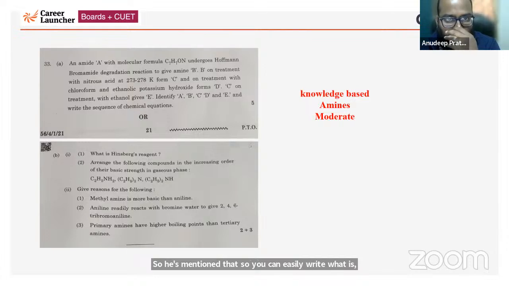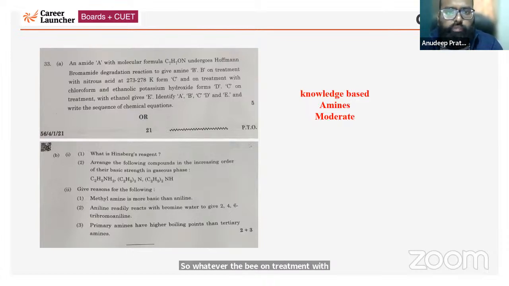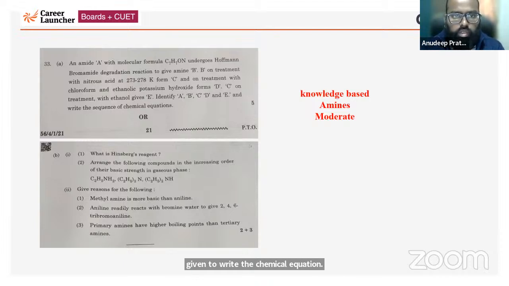After that, he's saying that B on treatment with nitrous acid forms C, so that is benzene diazonium salt. C on treatment with chloroform and ethanolic potassium hydroxide forms D, and C on treatment with ethanol gives E. This type of data is given to write the chemical equations. That's a moderate question because you have to understand what is given there and write it properly.